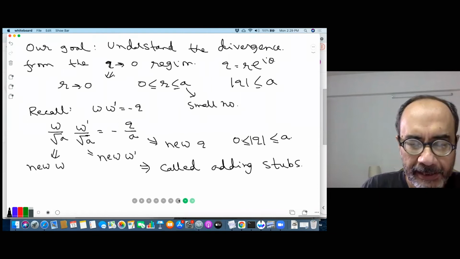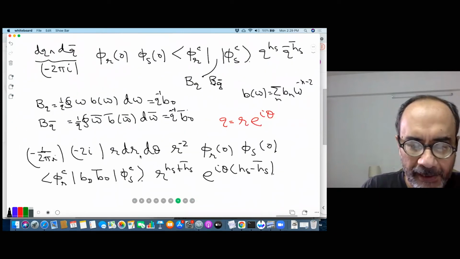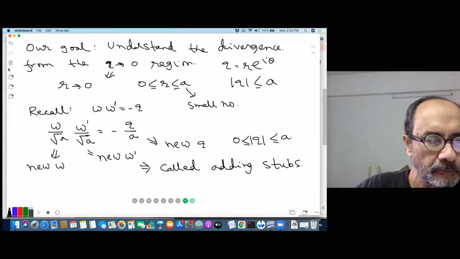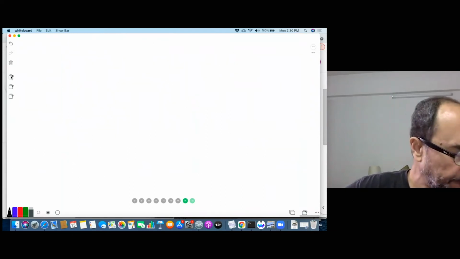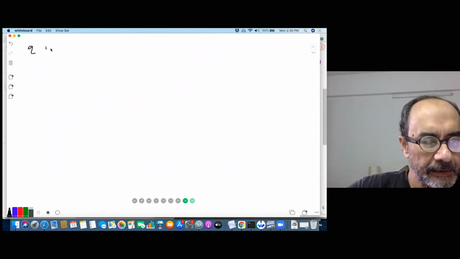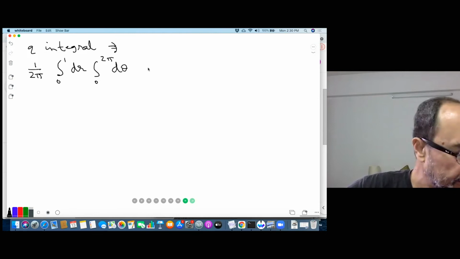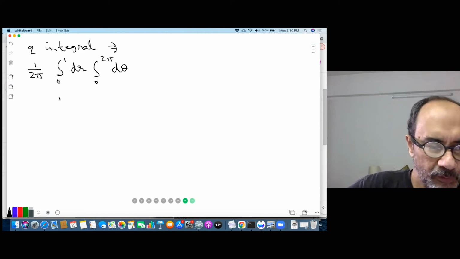So now we are ready to do the q integral in this range. The q dependent part, or the r theta dependent part, you can easily see where it's coming from. So we'll just isolate the r theta dependent part from here and carry out the integral, and then we'll put it together with the rest. So the q integral now gives 1 over 2 pi, integral 0 to 1 dr, integral 0 to 2 pi d theta. Maybe I should put a 2 also outside.